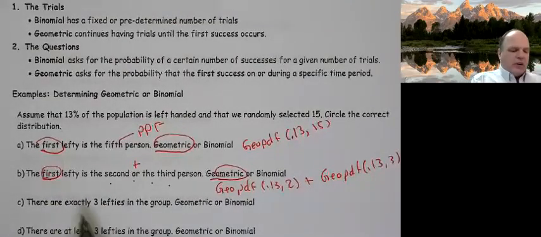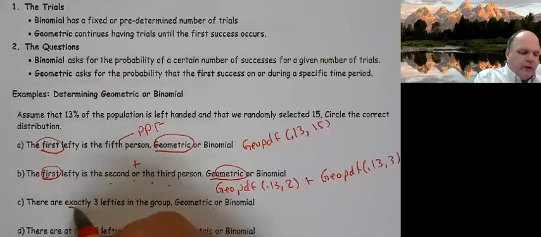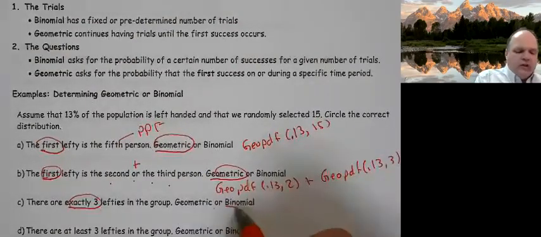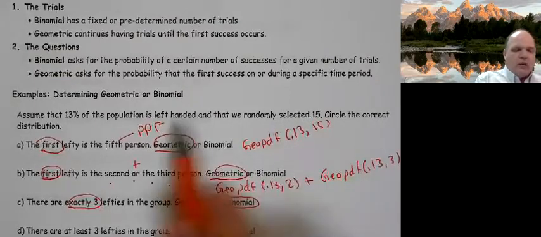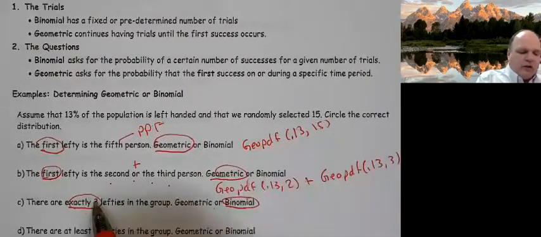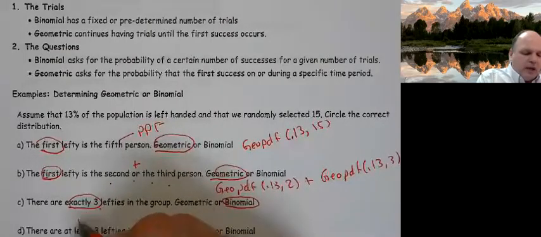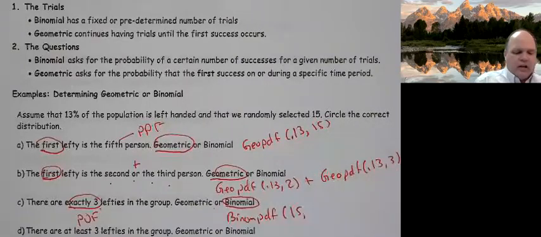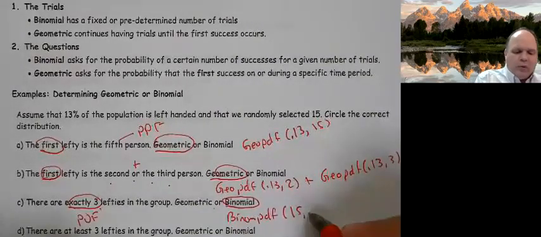What is the probability that there are exactly 3 lefties in the group? Here we're looking for a specific number of successes. Because I'm looking for a specific number of successes, this is a binomial. We already said that we had a sample of 15, and because it's exactly 3, this is going to be a PDF. So we're going to have the binomial PDF. Our number of trials is 15, our probability is still 0.13, and our X value is 3 successes.